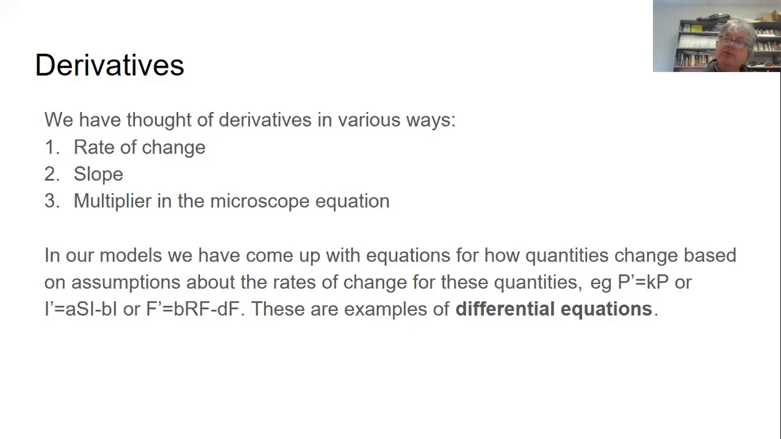Okay, and so this week we've been looking at various models, and we've looked at models before. And basically in a model, one of the things you'd like to do is come up with an equation to tell you how things change. Well, that's a rate of change, and that's a derivative. So here are some examples of rates of change equations that we've looked at before, like P prime equals kP for exponential growth, or I prime equals aSI minus bI for rate of change of infection, or in the Lotka-Volterra model, F prime equals bRF minus dF. These are all examples of differential equations.